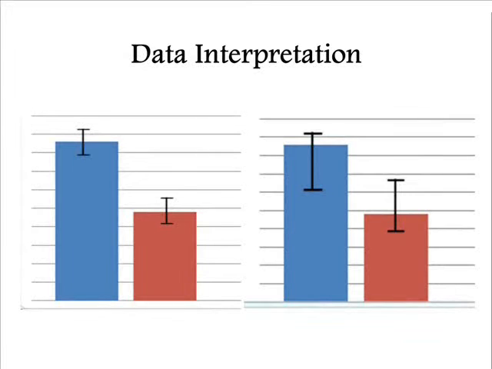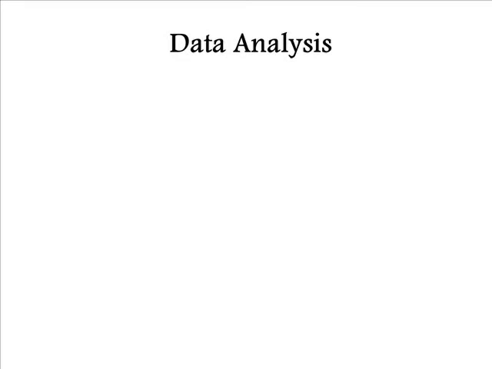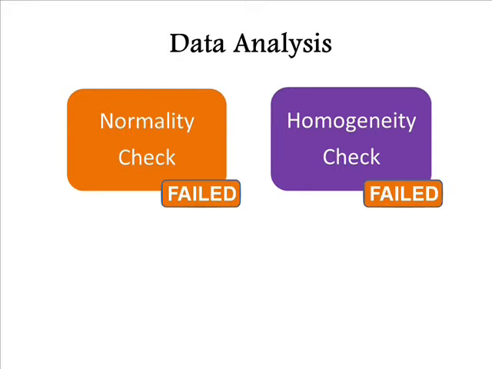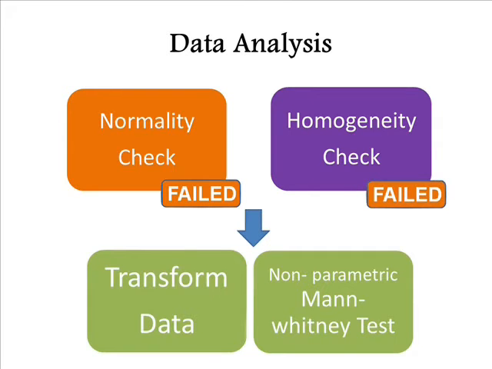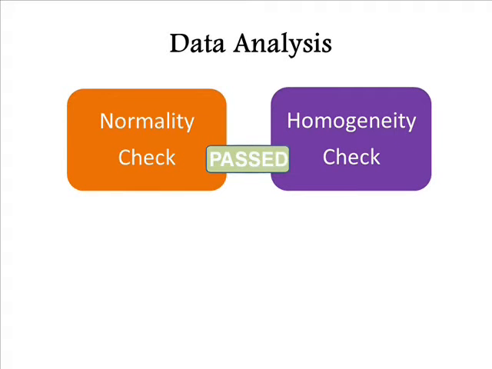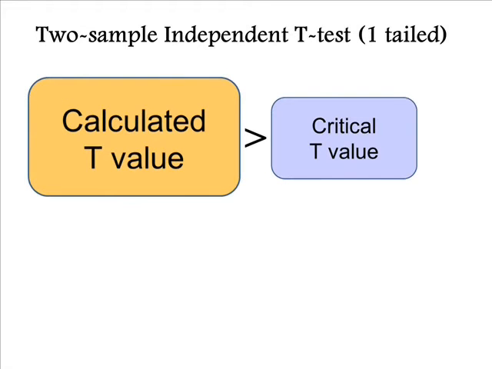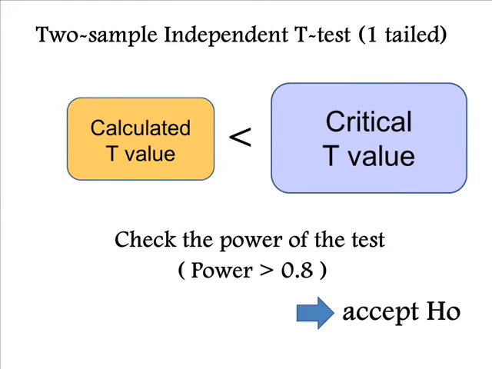We can visualize the results from histograms, and we then need to check whether the datasets distribute normally or have equal variance. If they don't, we need to either transform the data or perform the non-parametric test. If the data passes the normality and equal variance check, we can move on to one-tailed 2-sample independent t-test. For each hypothesis, if the calculated t-value is greater than the critical value, we can reject the null hypothesis. Otherwise, we should check the power of the test before accepting the null hypothesis.